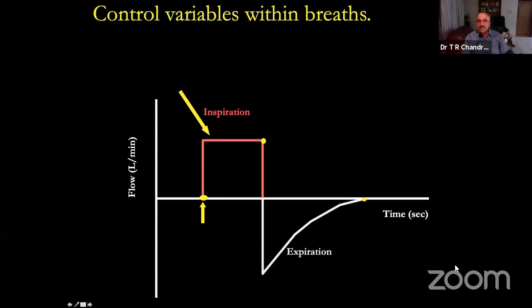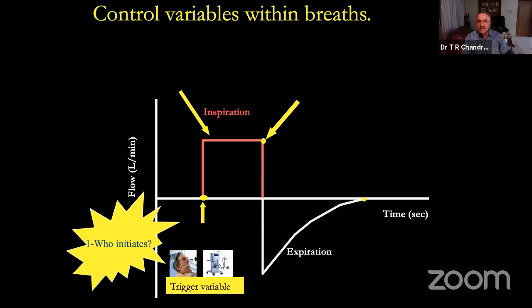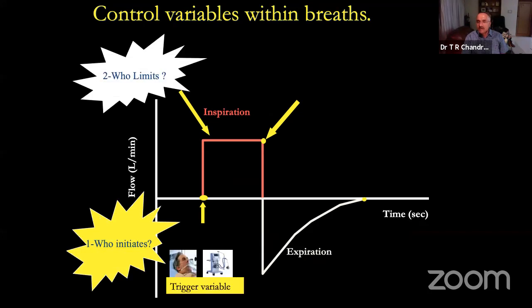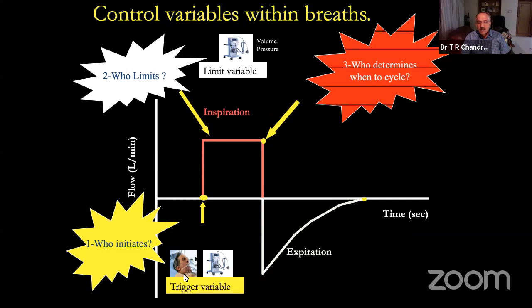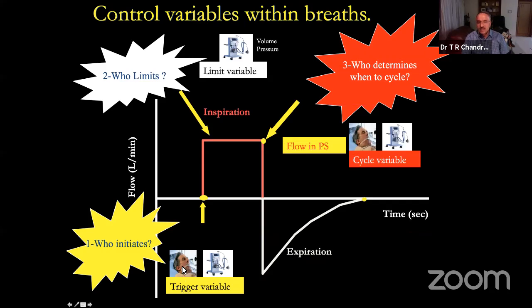See, this slide we have discussed. I'm just putting it again to revise that there are two trigger variables. Only two can trigger, patient or the ventilator. But if it is the patient, it is always time. If it is the patient, what are the two types of triggers we discussed yesterday? One is pressure trigger, then the other one is flow trigger.